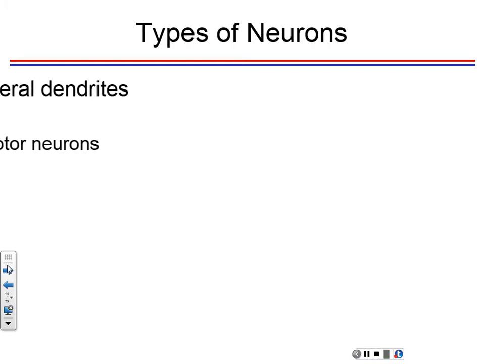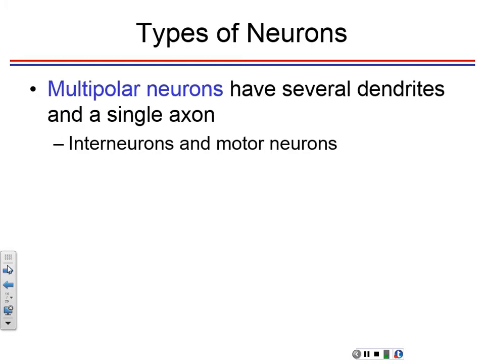All right. Okay. So now, like I was talking about the types. So far we've been talking about multipolar, right? The one I drew on the board, the one I showed you, the diagram, all those are multipolar. Why? Because it's got a lot of dendrites, those shorter processes, and one axon. Okay, so those are multipolar.